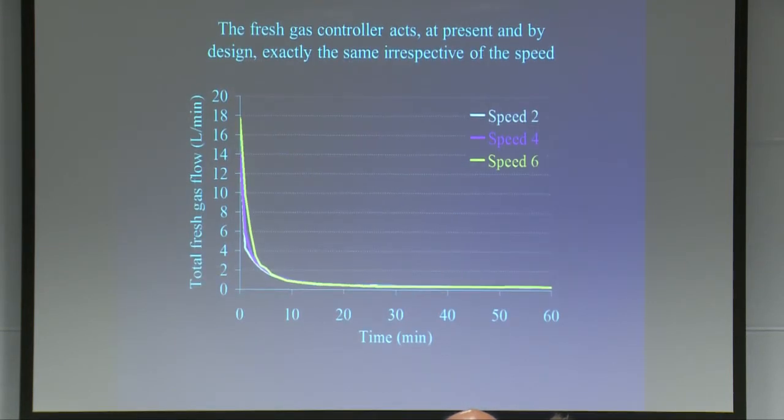Interestingly enough, the fresh gas flow that the machine uses is the same regardless of the speed you're using. It starts off with 18 to 20 liters per minute, very short-lived, decreases exponentially towards 0.3 liters per minute after 15 minutes, regardless of the rate of rise you select.